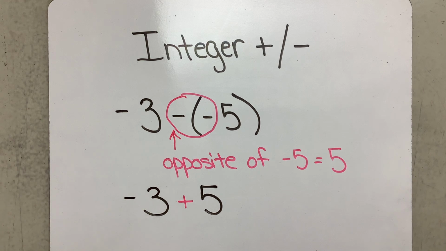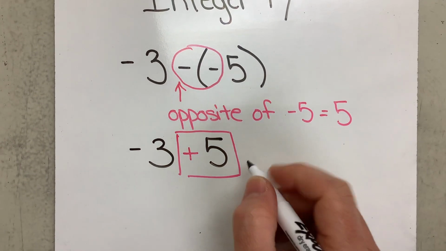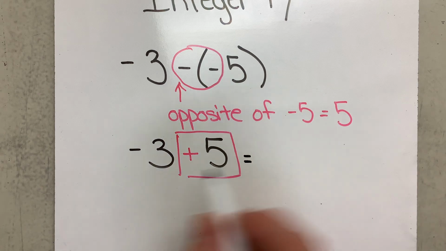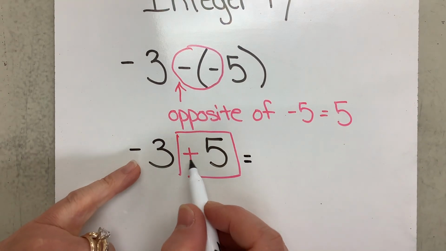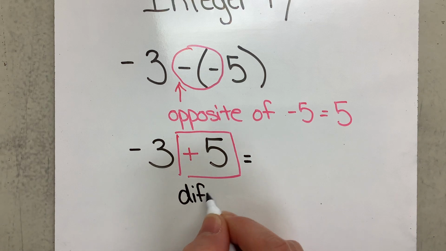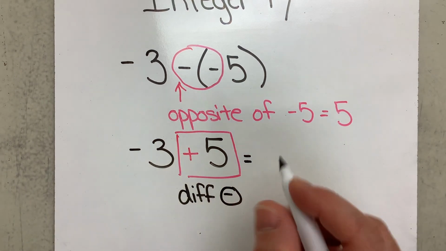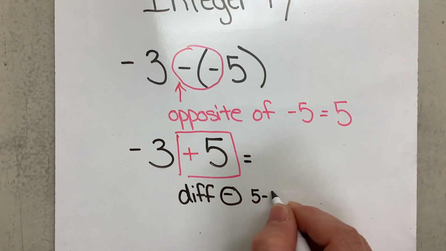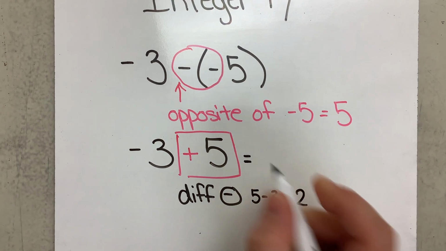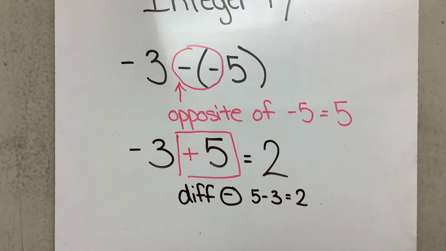Now, again, we're going to box the bigger one. Okay, so the bigger one is still the 5. Okay. That means our answer has to be positive. These are different. We have a negative and we have a positive. If they are different, what are we going to do? Yes, we're going to subtract. So 5 minus 3 is 2. So our answer is 2, and it's positive because there is a plus there.